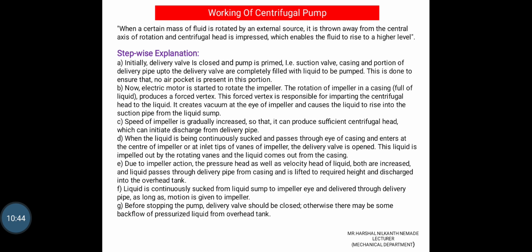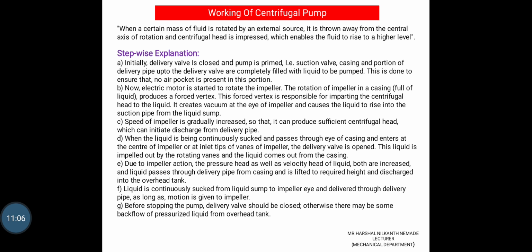Working of centrifugal pump. When a certain mass of fluid is rotated by an external source, it is thrown away from the central axis of rotation, and centrifugal head is impressed, which enables the fluid to rise to a higher level. I have given the step-by-step explanation of centrifugal pump working.